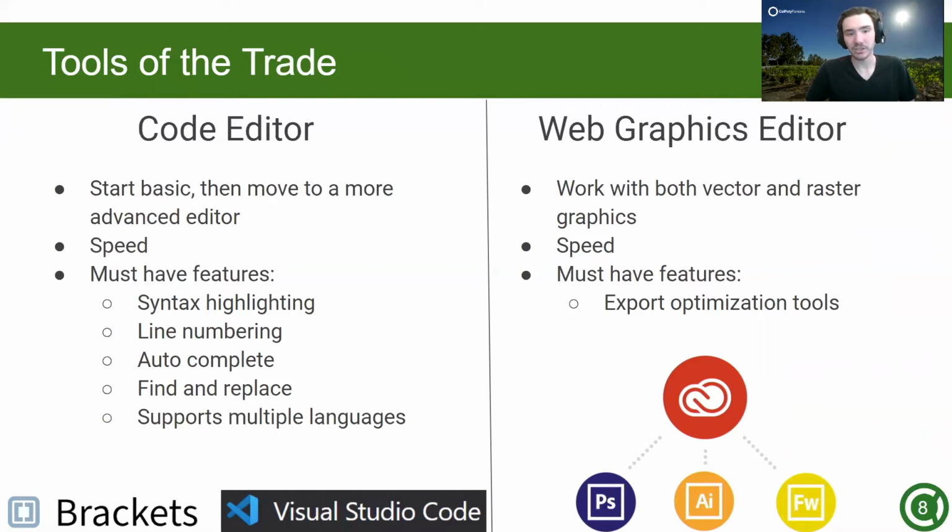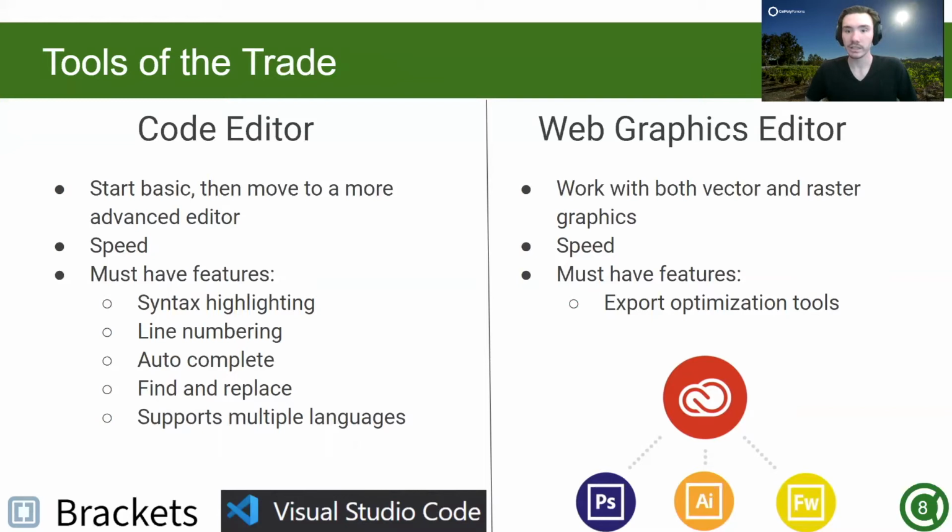The must-have features are syntax highlighting, line numbering, autocomplete, some sort of powerful find and replace, and ideally you'd want it to support multiple languages so you're not swapping between code editors. I've been using Brackets. It is very nice and clean, and you can generate a live preview of the website. People also use Visual Studio Code. I know Visual Studio Code supports a lot of languages.